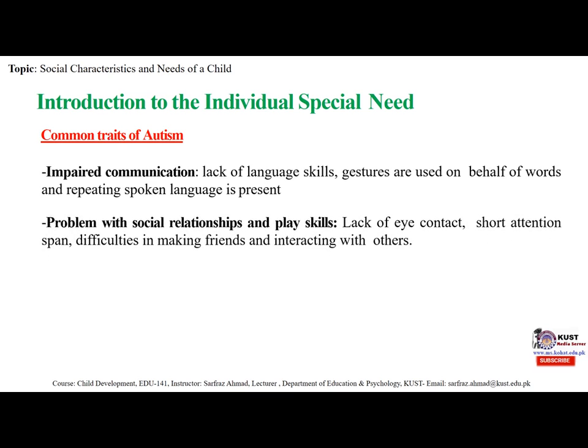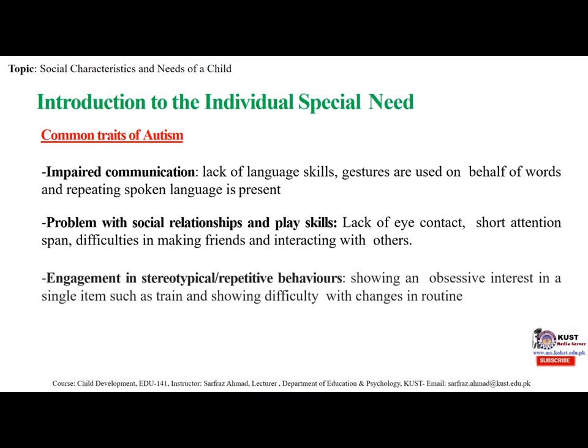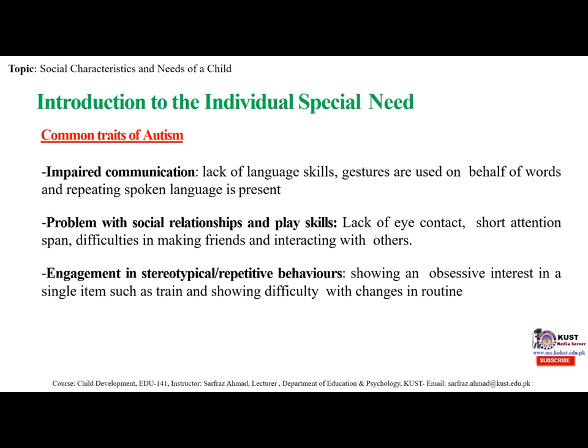Then the second problem may be with social relationships and play skills, like lack of eye contact. If you don't mix with people, then there may be a problem of eye contact with people, and maybe a short attention span, and difficulties in making friends and interacting with others. Engagement in stereotypical or repetitive behaviors, showing an obsessive interest in a single item such as a train, and showing difficulty with changes in routine.